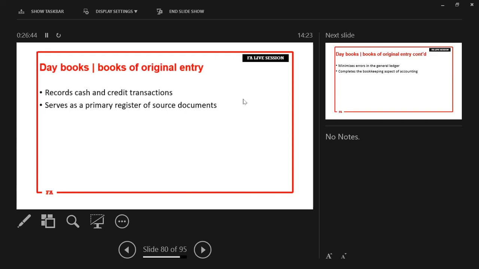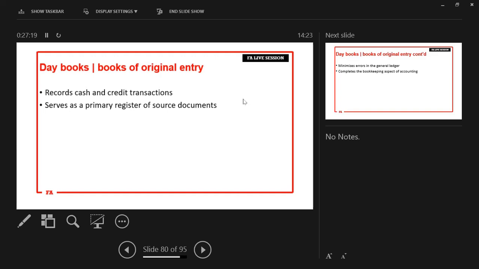The day books serve as a primary register of what? Source documents. So when we record information on the source documents initially, we record that in the day books. But you know, some accountants like jumping the gun, they'll go straight to the what? Trial balance. So which steps would you have jumped? You'd have jumped to the general ledger. You have jumped to the trial balance itself. You'd have jumped to the day books and also the general ledger, which is not good.